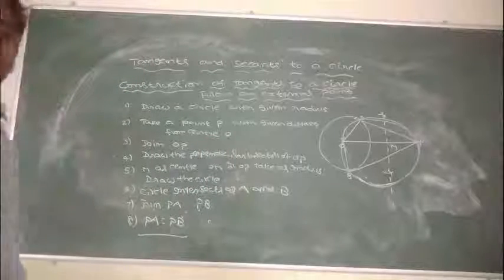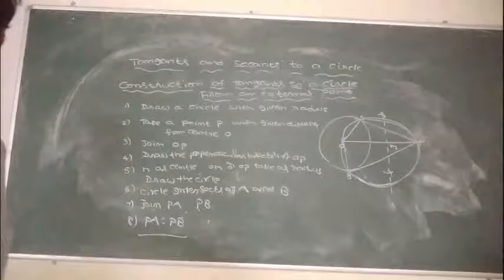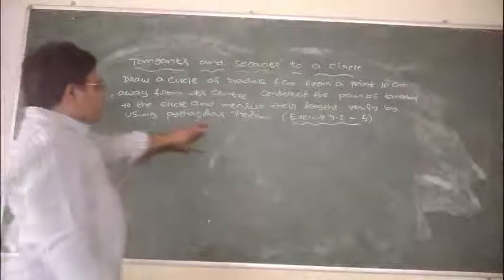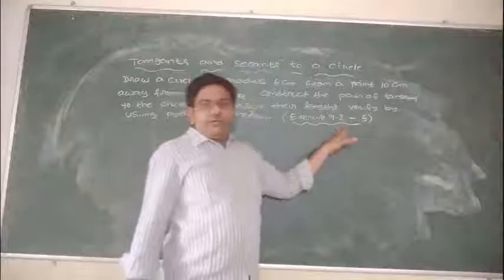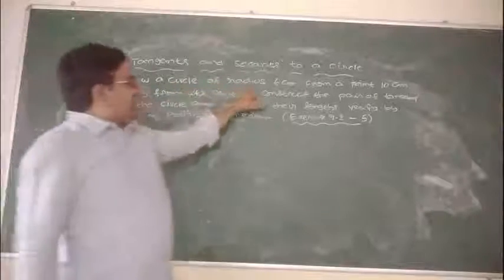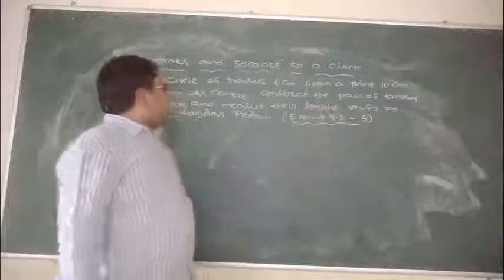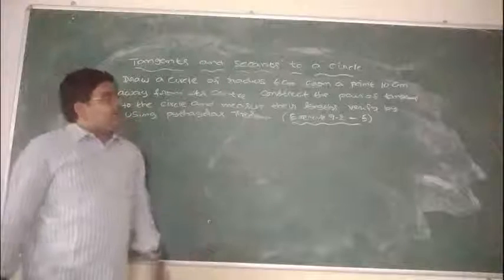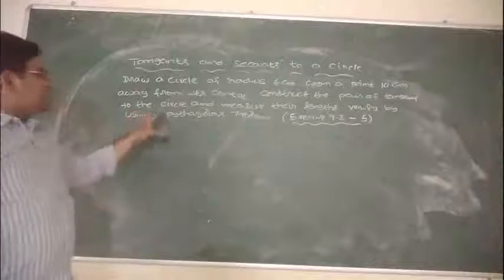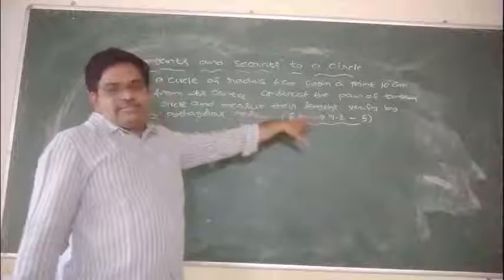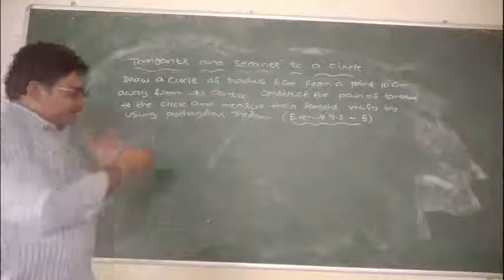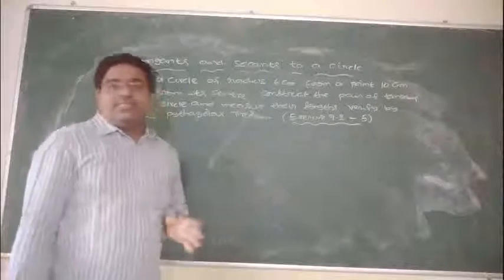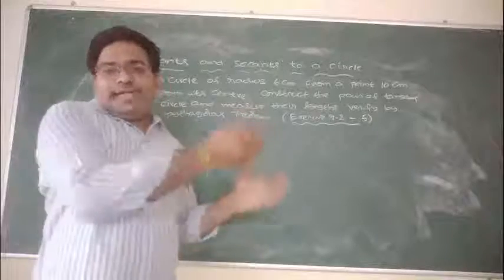Now take one problem, the same model of question. This question is exercise number 9.2, question number 5. The question is: draw a circle of radius 6 centimeters, from a point 10 centimeters away from its center, construct the pair of tangents to the circle and measure their lengths. Verify by using Pythagoras theorem. Indirectly, this question means construction of the tangents from an external point.